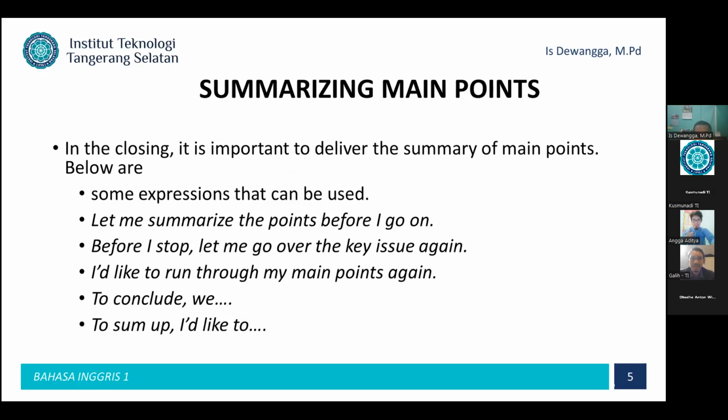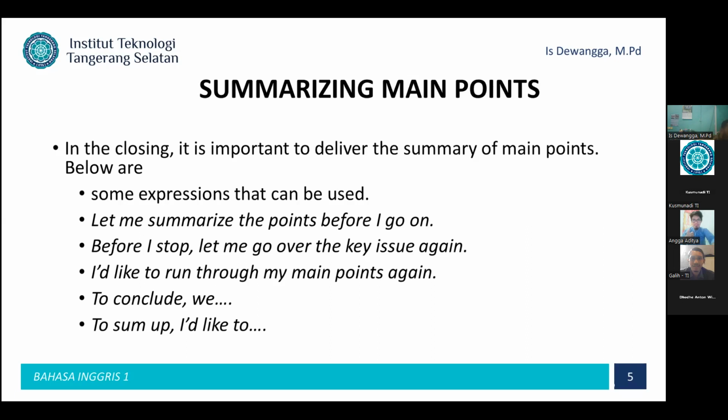Let me summarize the main points. Let me summarize the points before I go on. Or before I stop in this part, let me go over the key issues again. So what are the key issues? You may say that. Or you may say, I would like to run through my main points again.